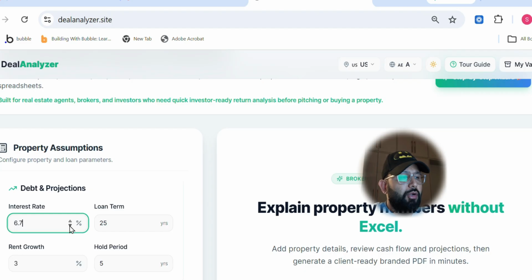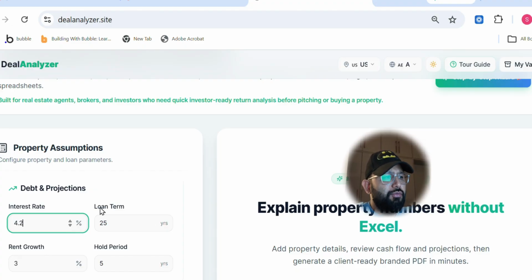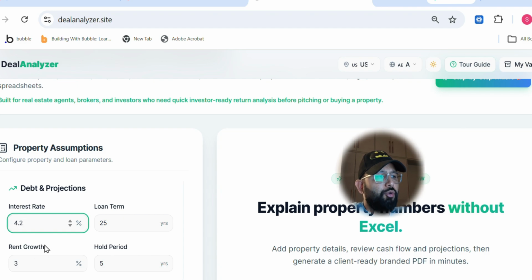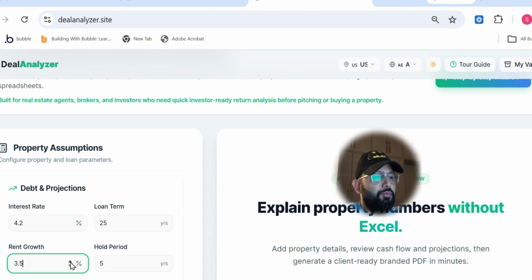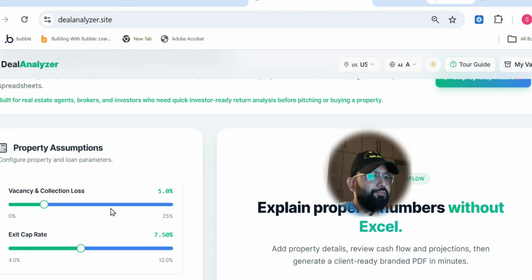Capital reserves are mostly for something which is old, but this is a fairly new property. So I don't think we'll have to replace some bigger capital item in future, because it's an unfurnished apartment, right? So let's keep it at 2000 dirhams.